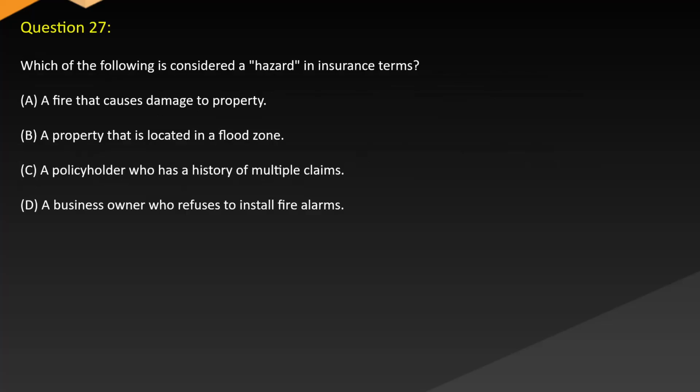Question 27. Which of the following is considered a hazard in insurance terms? A. A fire that causes damage to property. B. A property that is located in a flood zone. C. A policyholder who has a history of multiple claims. D. A business owner who refuses to install fire alarms.